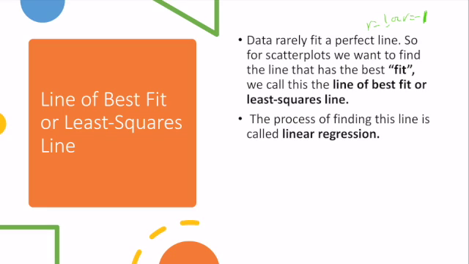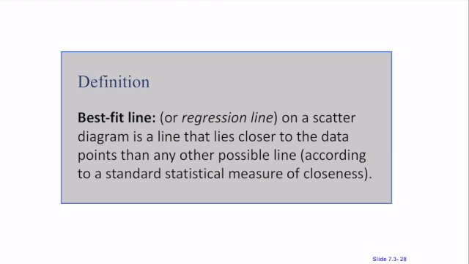The process of finding this line is called linear regression. Now, we are not going to calculate these, but I want us to know how to interpret them and how to find them. The best fit line on a scatter diagram is the line that lies closer to the data points than any other possible line, according to a statistical measure of closeness, which we aren't going to get into. It's the line that's closest to all the data points.